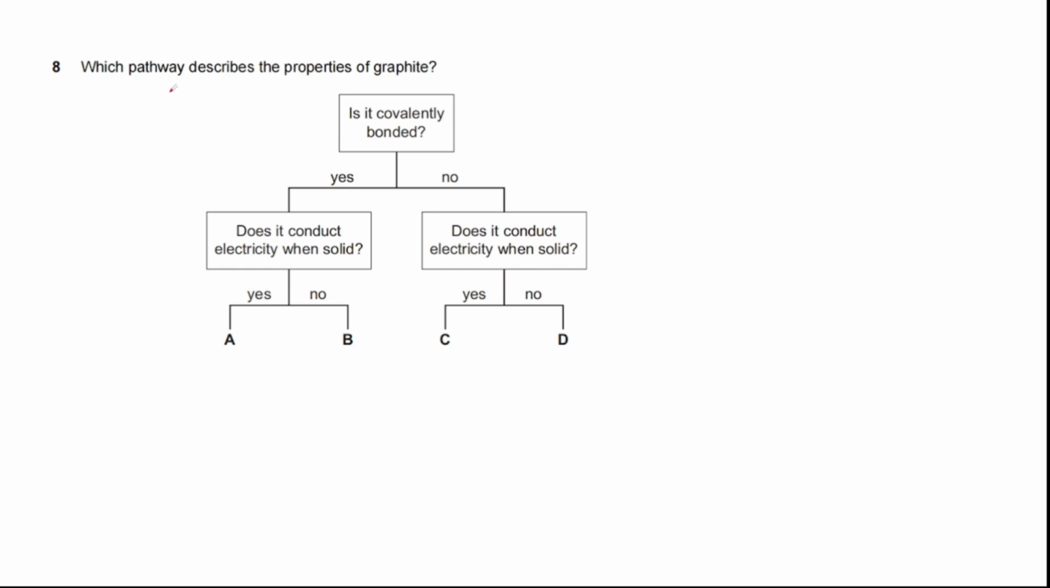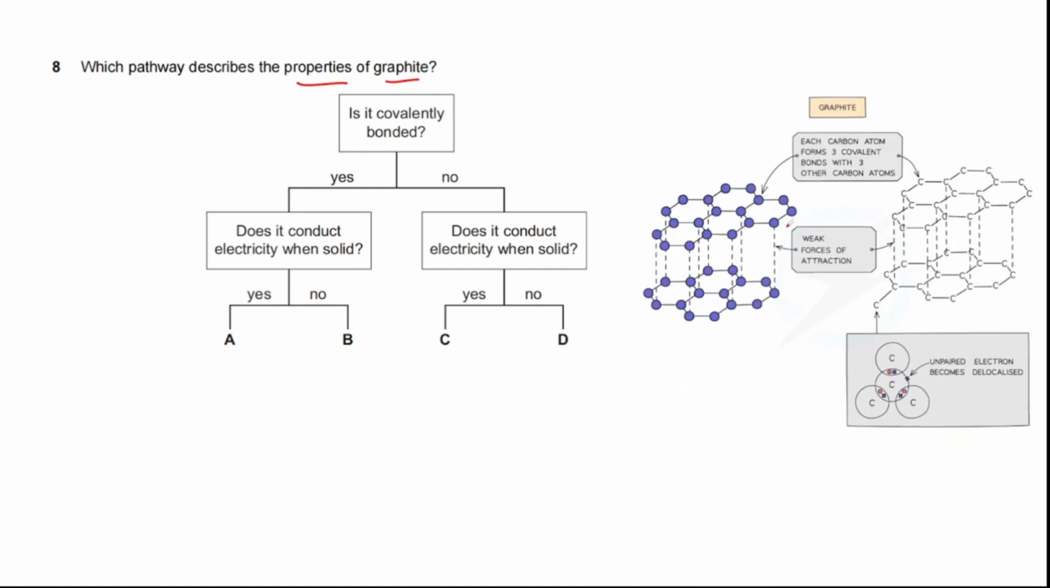So question number 8, which option describes the properties of graphite? Graphite has a structure like this. It has layers of carbon. So carbon is bonded like this. You could see this is one layer of graphene, and if you take a single carbon atom, it's bonded with three. As I mentioned, carbon has four electrons on the outer shell. So three are bonded to the next carbon atoms, but a single electron is unpaired. There is an unpaired electron that becomes delocalized. That delocalized electron gives the conducting property for graphite.